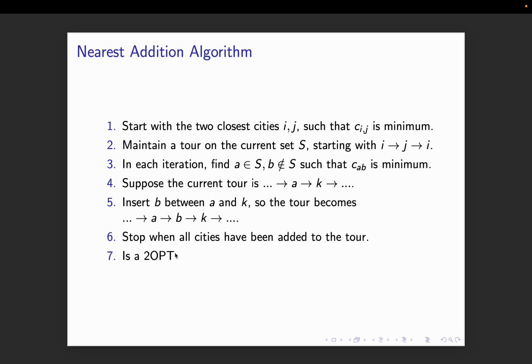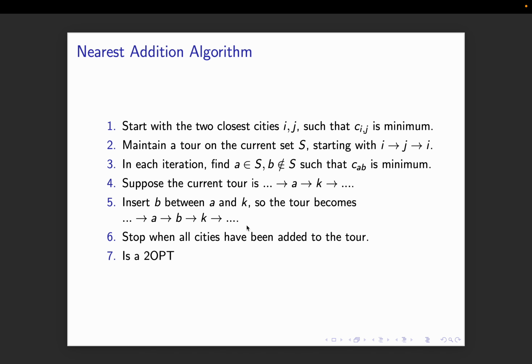Let's think about why this works actually. At every iteration, whenever I find an edge AB such that CAB is minimum, this kind of reminds me of how we construct the minimum spanning tree in Prim's algorithm, right? Every time we find the edge of the minimum cost and we keep adding it to our existing tree. Something reminds me of that here.